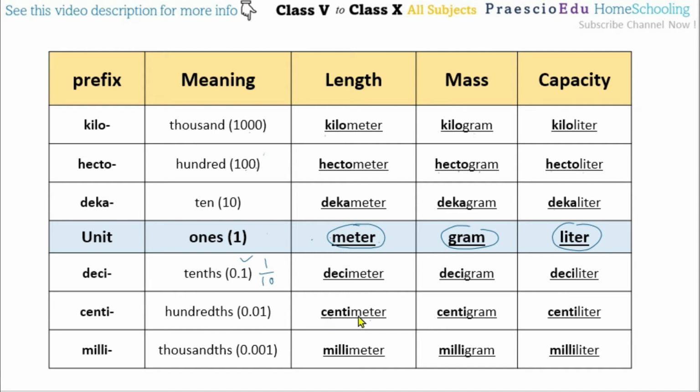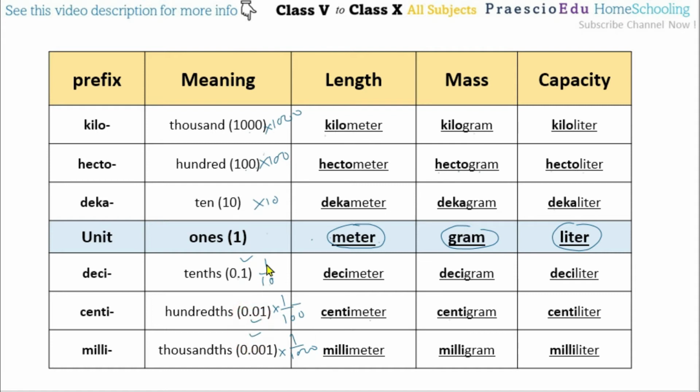Now same for the grams, decigram, then centigram also there. So this is multiply by 10, this is multiply by 100, multiply by 1000. And here multiply by 1 by 10, or 0.1, here multiply by 1 by 100, or multiply by 1 by 1000. Or we can say in decimal form.